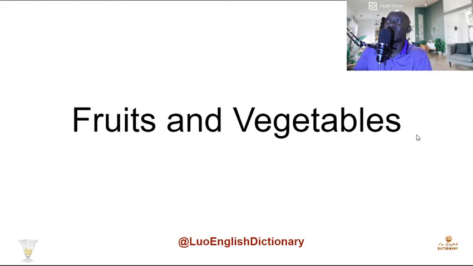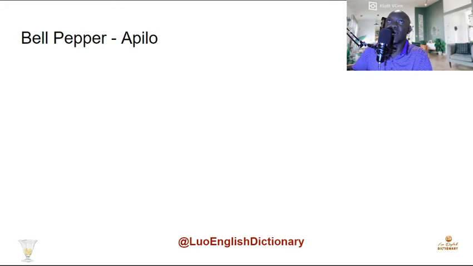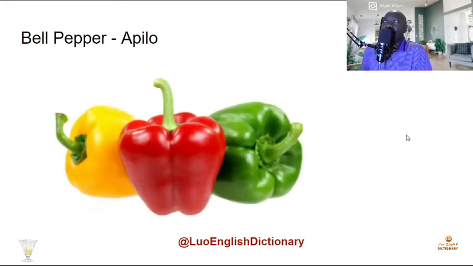So let's start with the first one, and the first one is the bell pepper, and virtually all the types of pepper. Bell pepper is called apilo, and the Swahili name is pilipili. So for bell pepper, it's actually pilipili hoho. Pepper is apilo, so bell pepper becomes pilipili hoho.